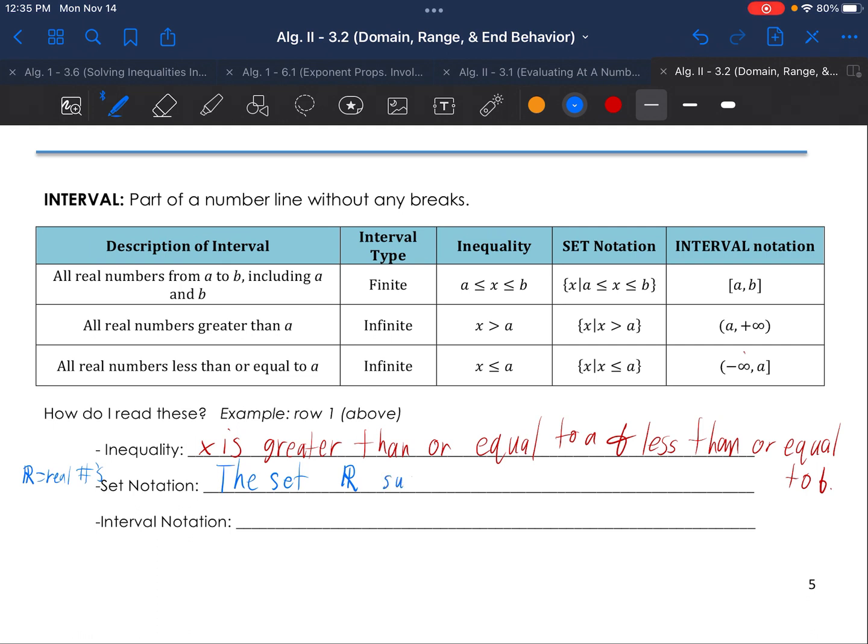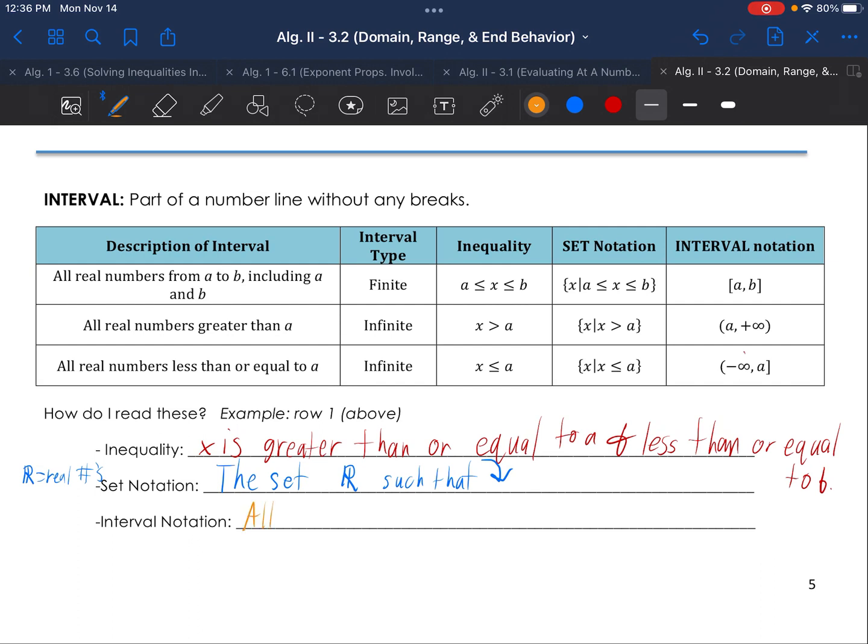So a set of real numbers, any number that's not imaginary, such that, and then it's all of this from up there, just down there. I'm not going to write all of that again because that is too much work and it will not fit on my line. So you'd say the set of real numbers such that x is greater than or equal to a and less than or equal to b.